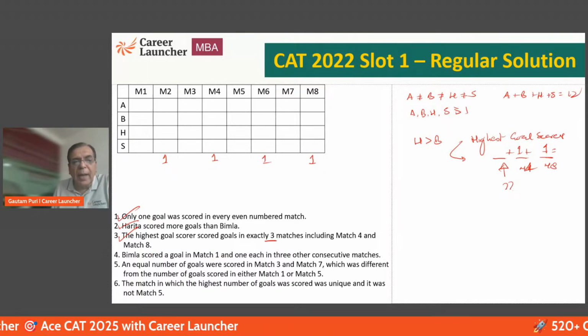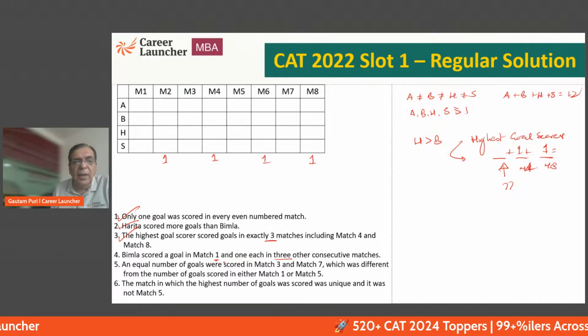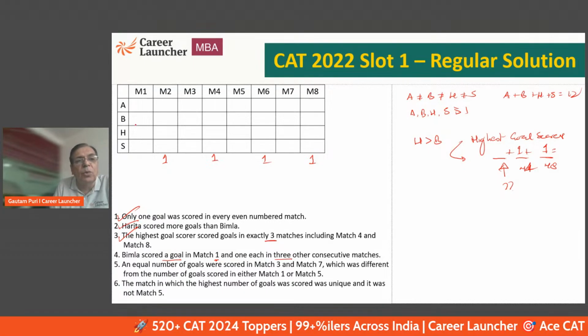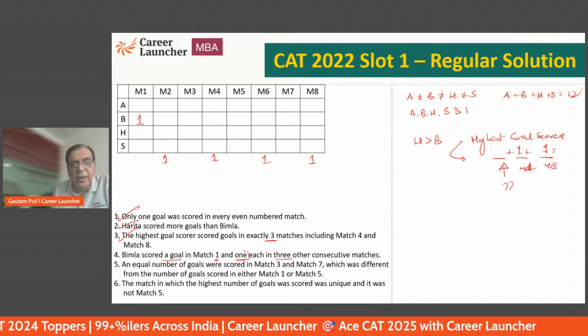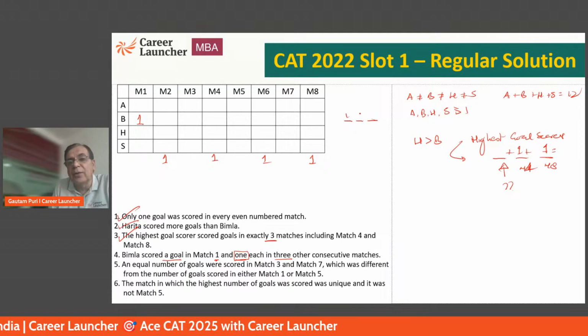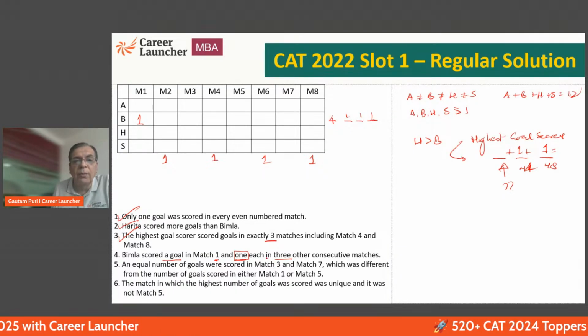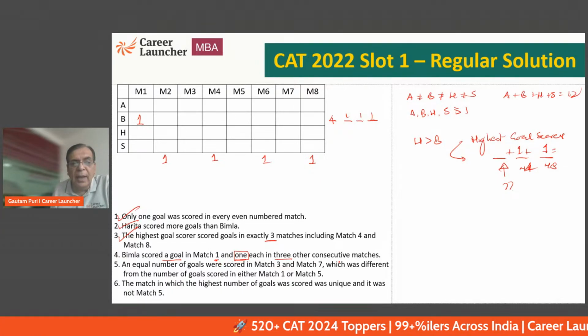Bimla scored a goal in match 1 and each of the 3 other consecutive matches. Okay. Bimla scored a goal in match 1. So in match 1, Bimla has scored 1 goal. So let me put 1 out here. And 1 each in 3 consecutive matches. So in 3 other consecutive matches, she has scored 1 each. So can I say Bimla has scored a total of 4 goals? Okay. Bimla scored a goal in match 1. We have put that. And 1 each in 3 consecutive matches.